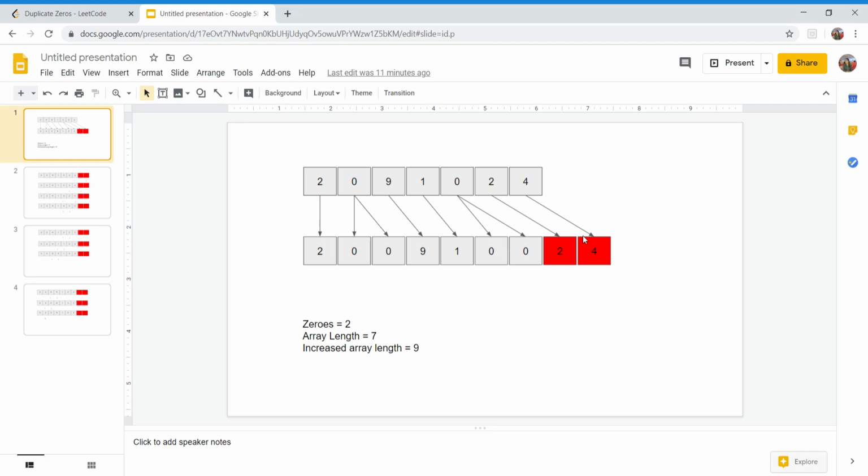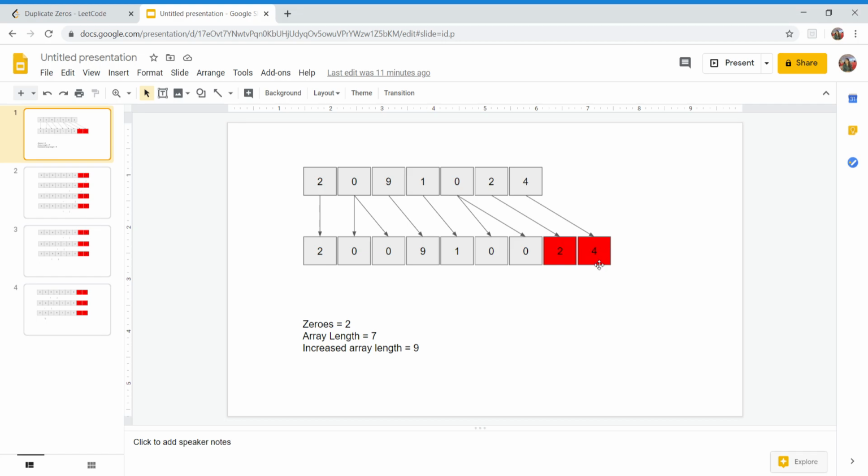So there are two constraints. One is we have to do all the modification in place, and the second is if an element goes beyond the array length, we don't have to write anything. So like 2 and 4 go beyond the array length, so these won't come into our output.